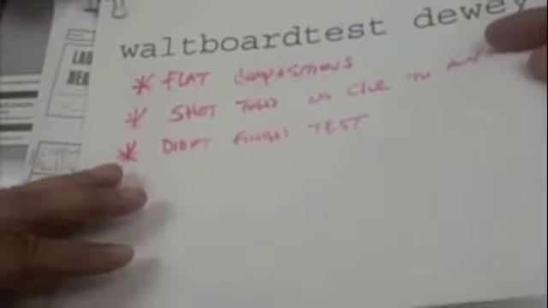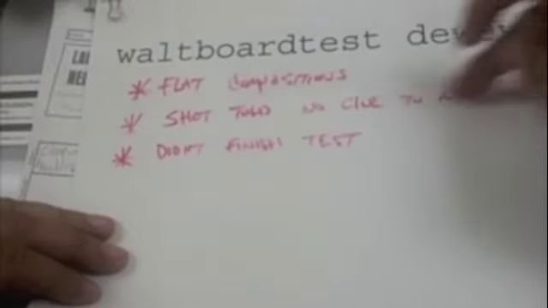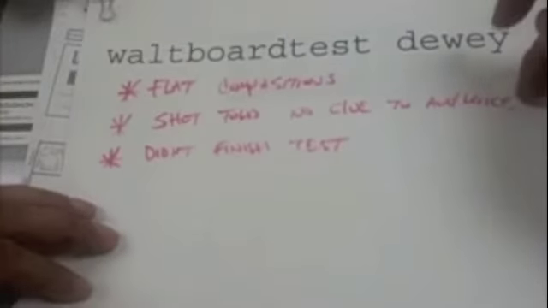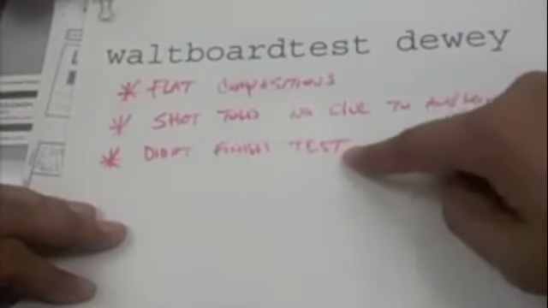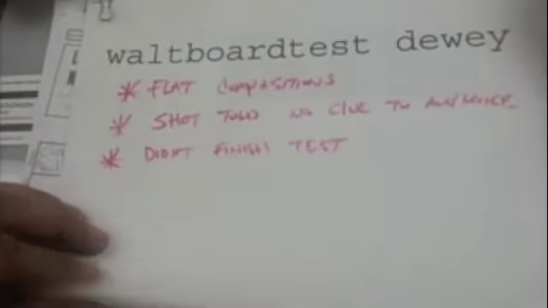The artwork was nice, but there's flat composition. A lot of the shots gave no clue to the audience, and it didn't finish the test. One thing, if you're going to do a storyboard test, you've got to finish it. That's just rule number one. So we see the door to Laugh-O-Gram, and then we get into Laugh-O-Gram again.